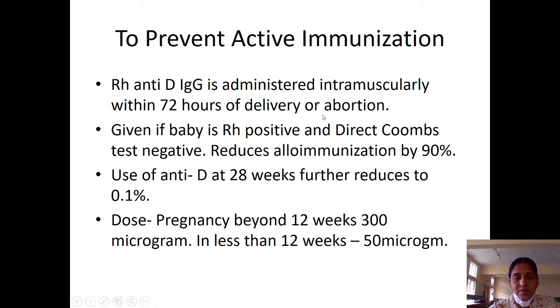This anti-D after delivery reduces the alloimmunization by 90%. What happens to the remaining 10%? Why can alloimmunization still happen? Because there may be antepartum fetomaternal bleeding, and that can cause production of antibodies. So to prevent that, we can give anti-D at 28 weeks, further reducing the chances of alloimmunization to 0.1%. What is the dose of anti-D immunoglobulin? For pregnancy beyond 12 weeks, 300 microgram, and if the pregnancy is less than 12 weeks, 50 microgram.